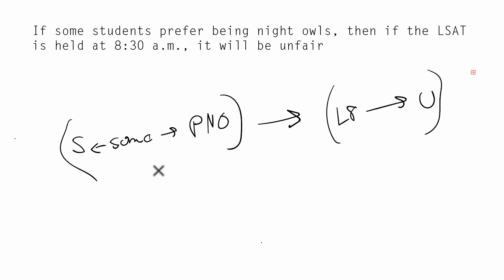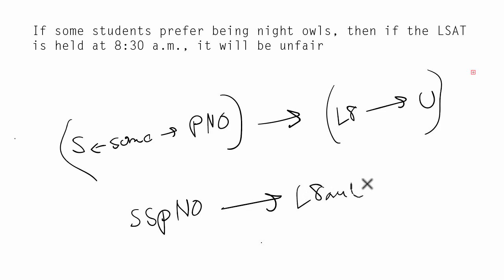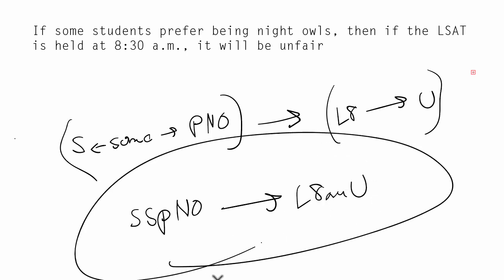Another way to do it that might be faster and works better in certain situations, depending on what logical task you're being asked to do, is to just abbreviate everything. As long as you understand what the abbreviation means, it's fine, right? So the way we would do that is, if some students prefer being night owls, we've abbreviated the whole condition. And we know what it means, right? We know it still means the same thing, but we just abbreviated it. Then LSAT 8 a.m., unfair, right? And this still means the same thing, but it's just a shorter version.